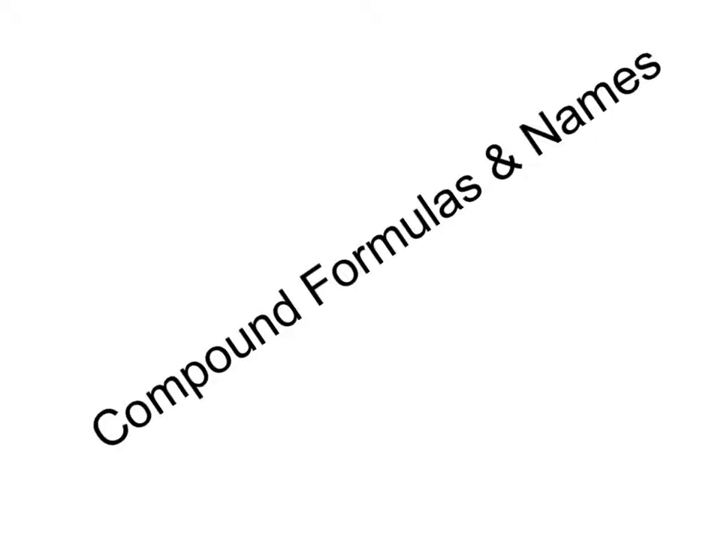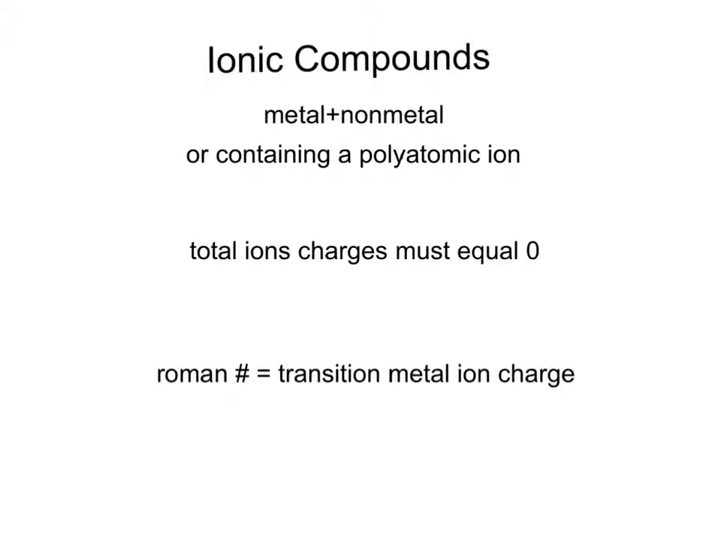So a review of compound names and formulas from first year. Ionic compounds contain a metal plus a nonmetal. So you have a positive cation metal combining with a negative anion nonmetal, or you might have a plus or minus polyatomic ion. The total ion charges have to equal 0. It has to be a neutral compound.